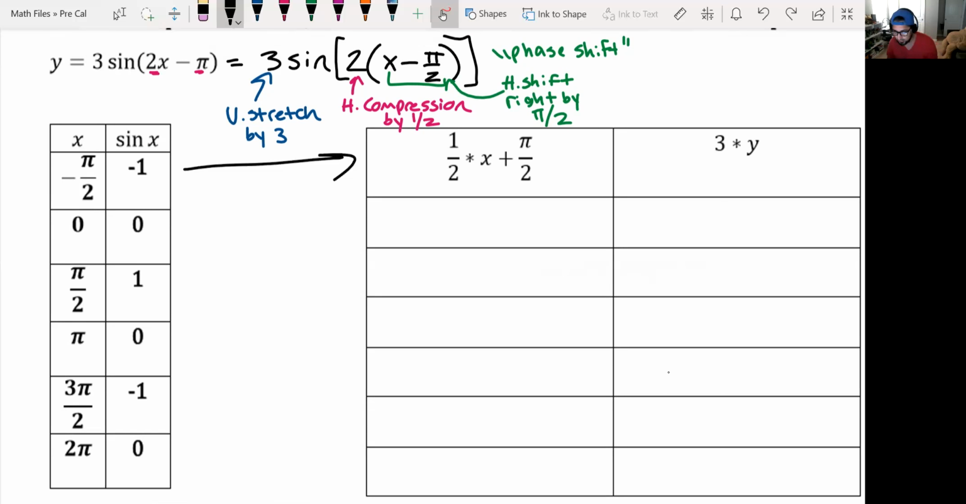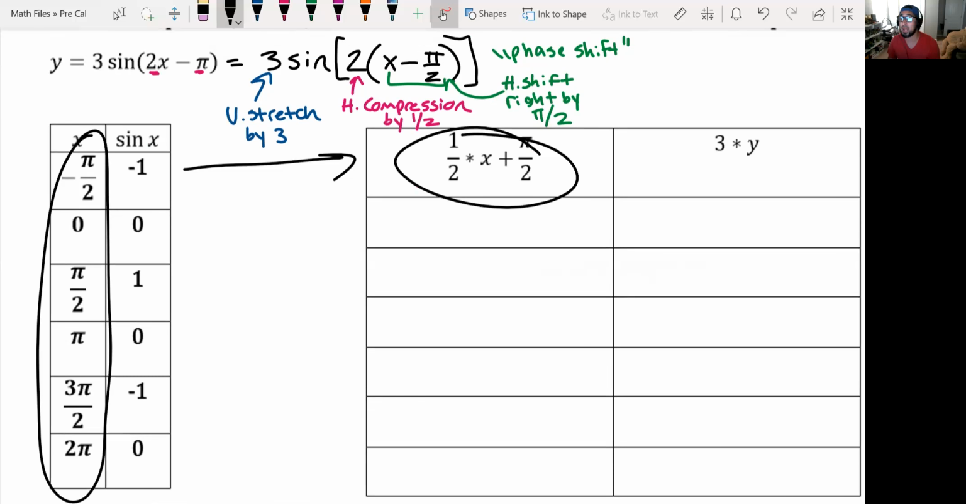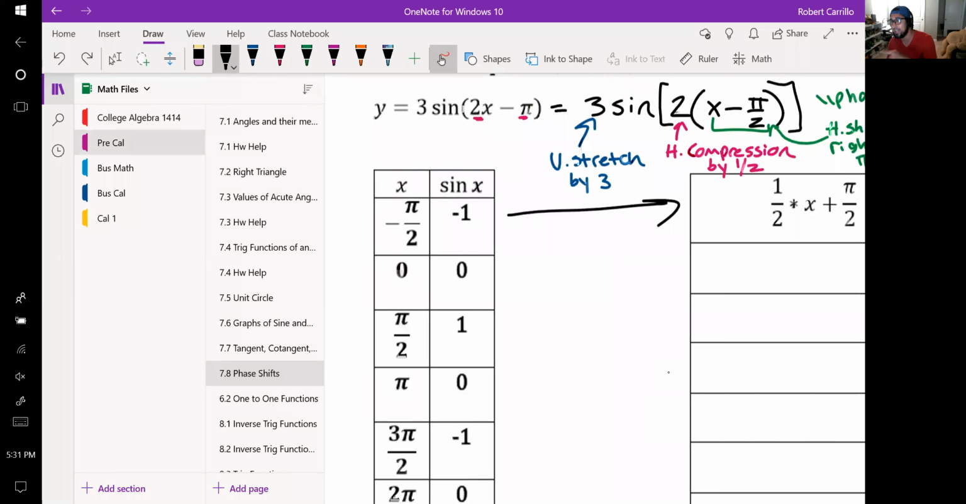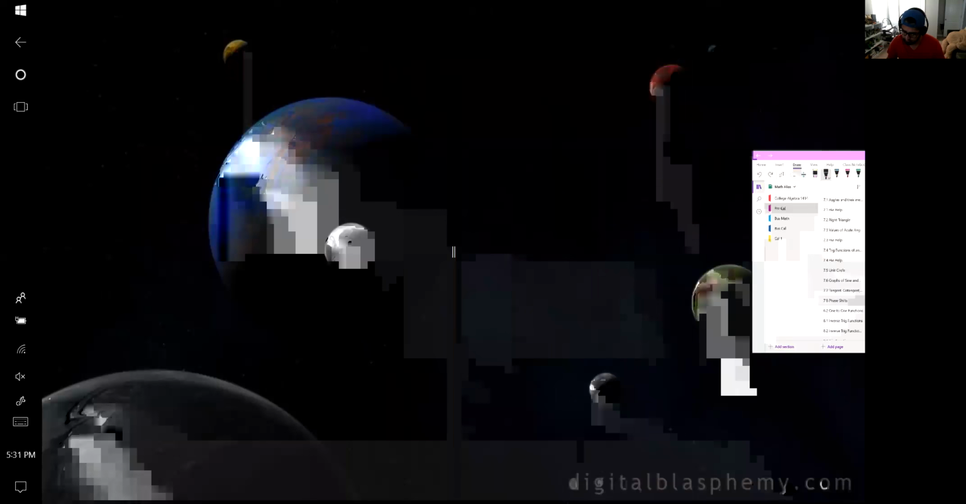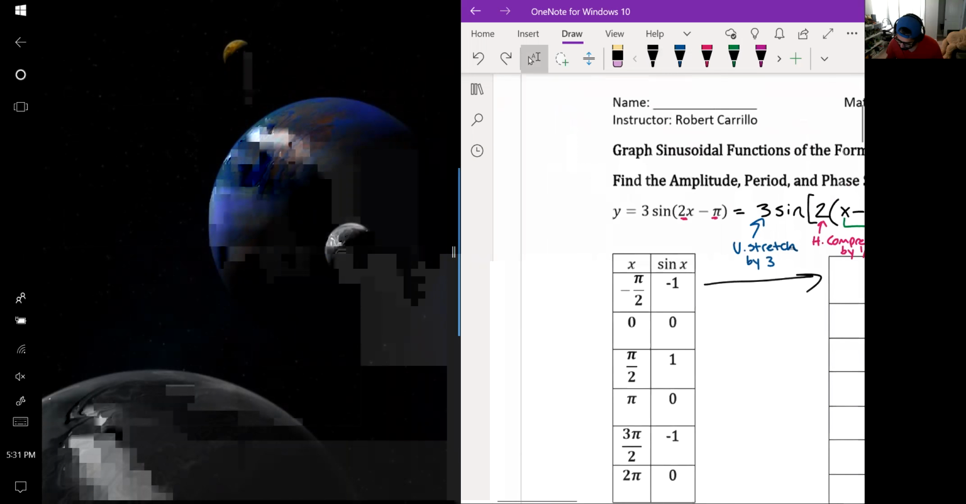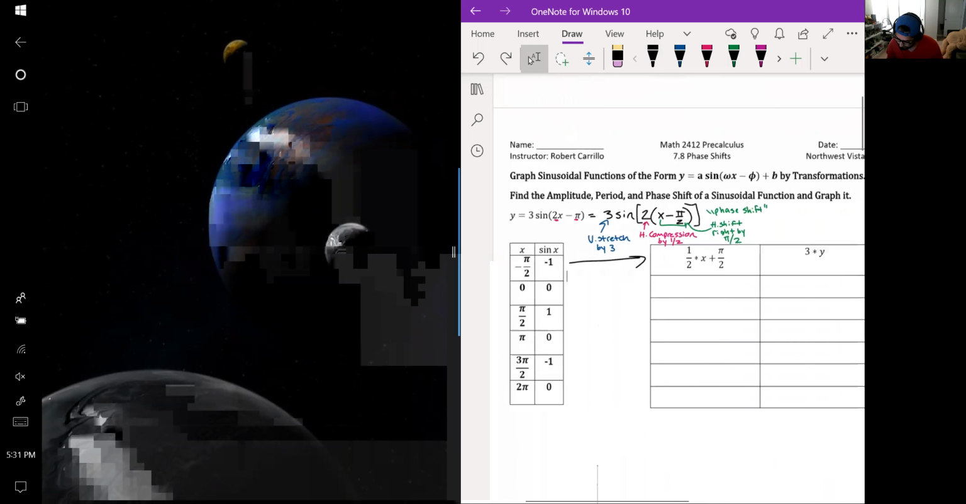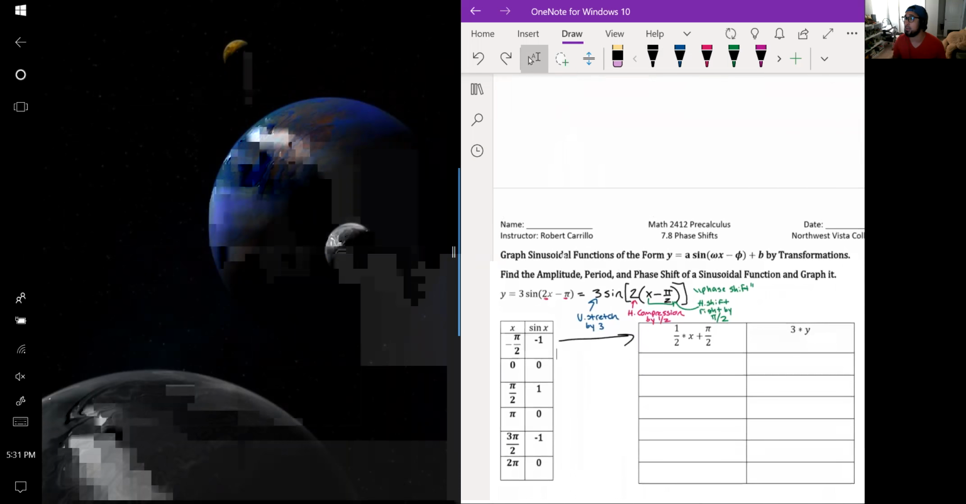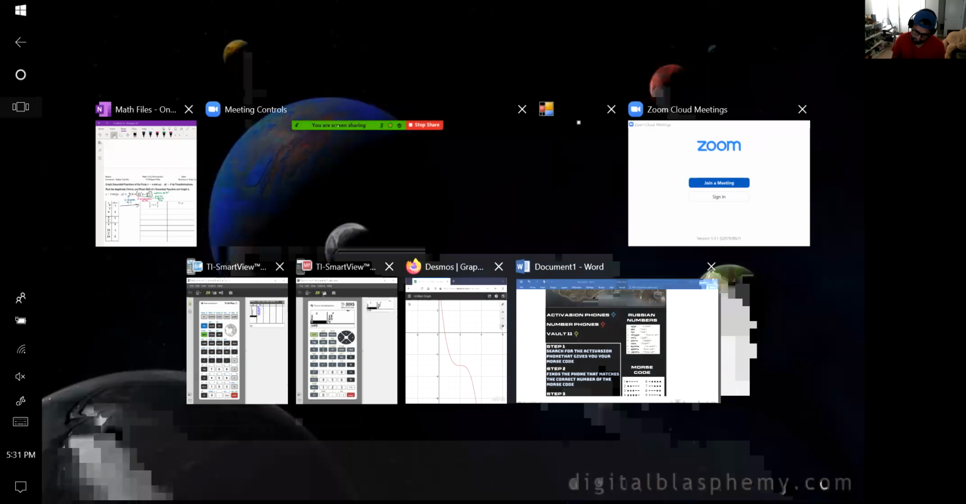Okay. So let's go ahead and take all of these x values and multiply them by 1/2 and add pi/2. Ooh, lots of fraction work unless you have a calculator handy. Let's try this out. Let's see, can I fit it all here? I think so. Handwriting might be a little ugly. Okay, let me find the right calculator that I want.